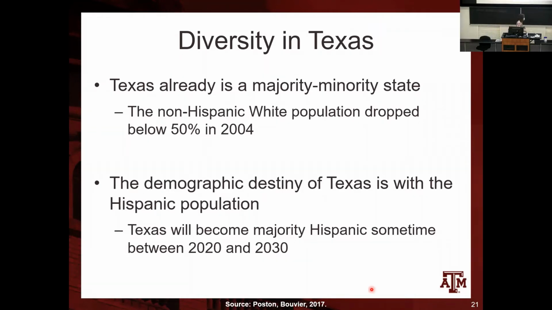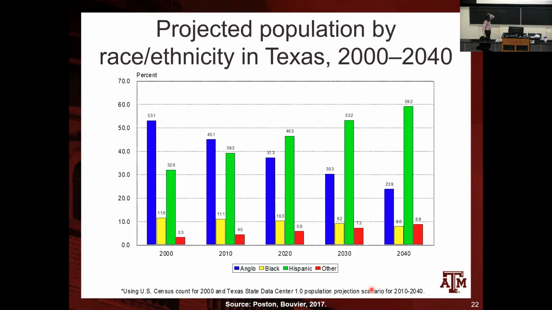So just to emphasize that Texas is a really diverse state, and that's really clear from the trends that we see in the composition of race ethnicity in the state. This is the projected population by race ethnicity in Texas. The non-Hispanic white population in blue, non-Hispanic black in yellow, Hispanic in green, and other groups in red. And then you see the percentage of the Hispanic population increasing over time and reaching 53% by 2030 and 59% by 2040, right? According to these projections. And the overall percentage of the non-Hispanic white population is expected to decline from 53% in 2000 to 24% in 2040.